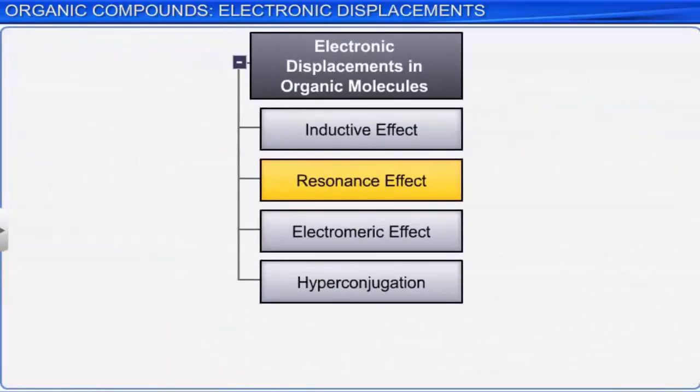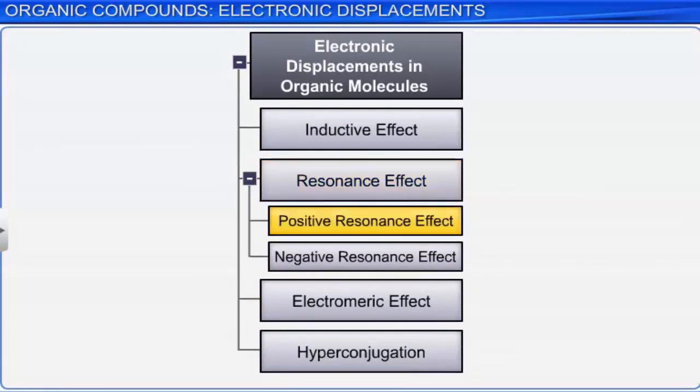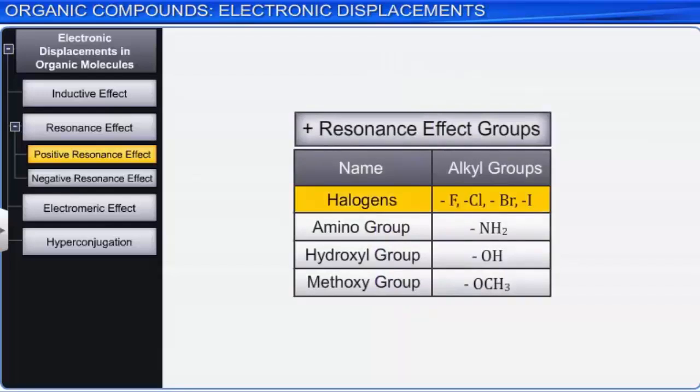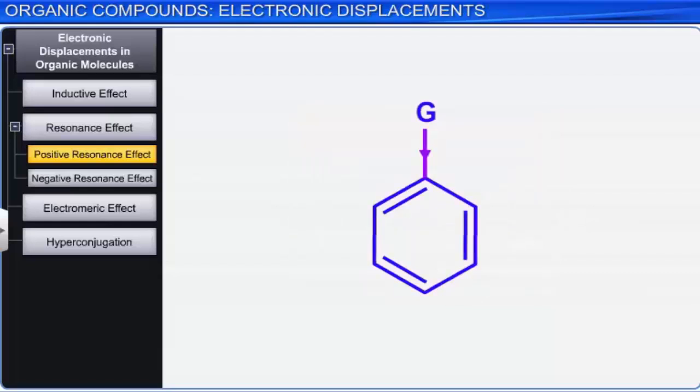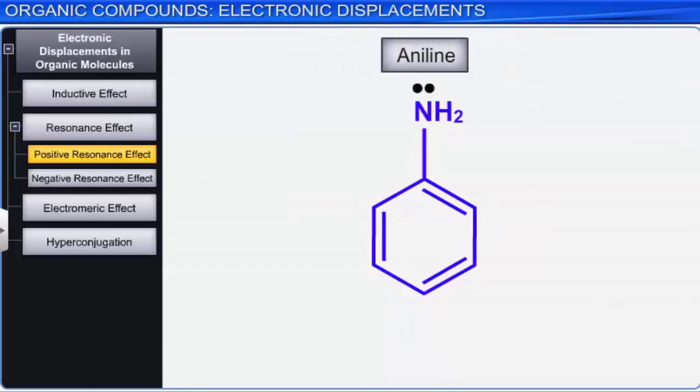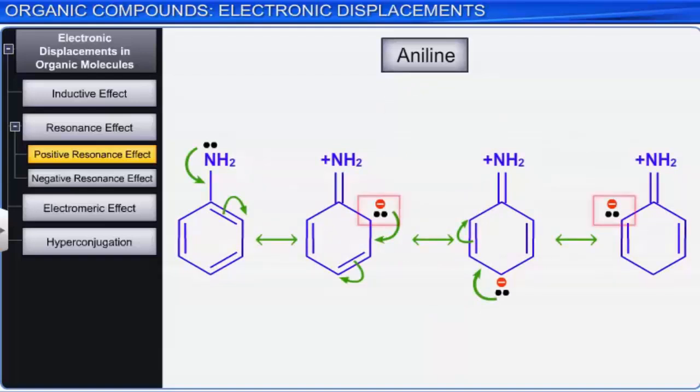Resonance effect is of two types. They are positive resonance effect and negative resonance effect. In the positive resonance effect, the transfer of electrons is away from an atom or substituent group attached to the conjugated system. Halogens, amino group, hydroxyl group, and methoxy group are some of the examples of positive resonance effect groups. The positive resonance effect in monosubstituted benzene increases the electron density at ortho and para positions. For example, in aniline, due to the conjugation of lone pair of electrons on the nitrogen of the amino group with the pi electrons of benzene, the electron density is increased at the ortho and para positions as shown here.